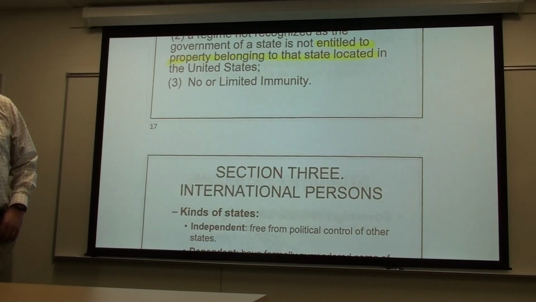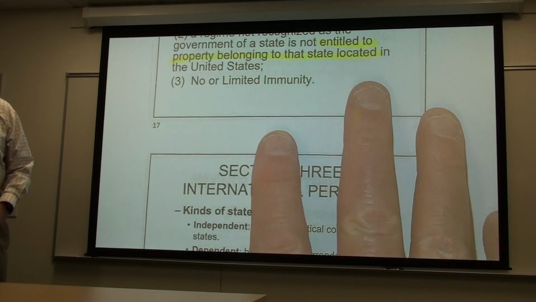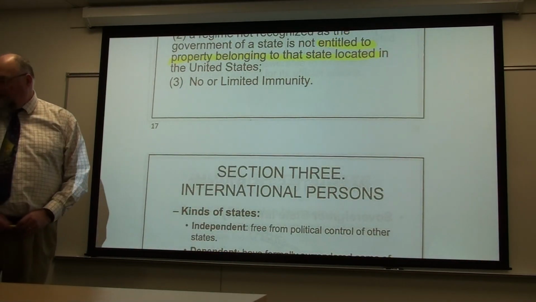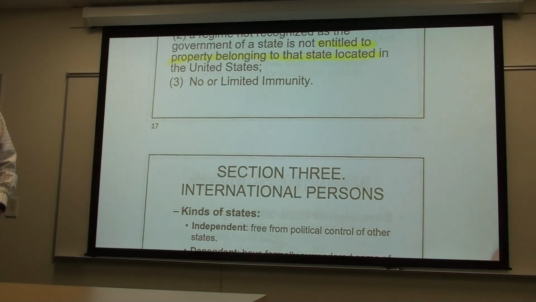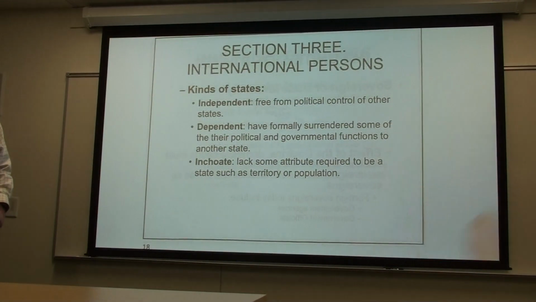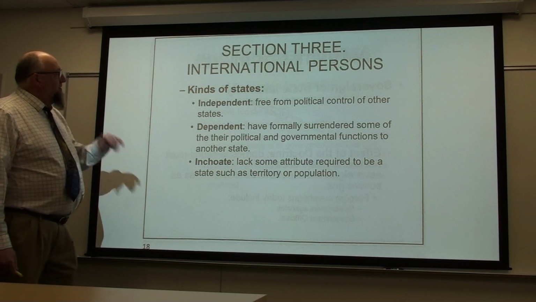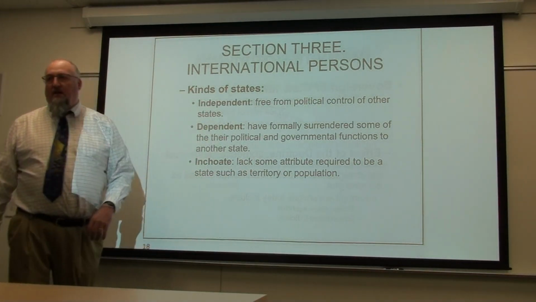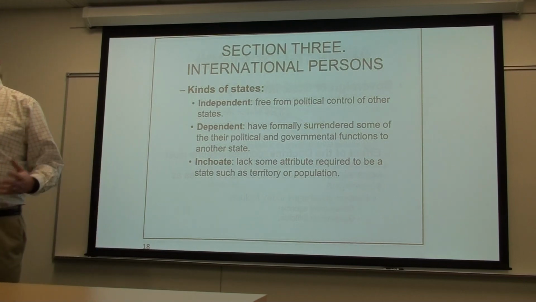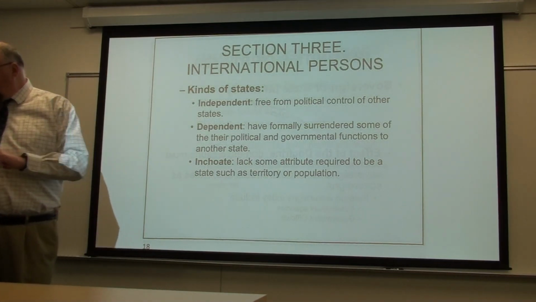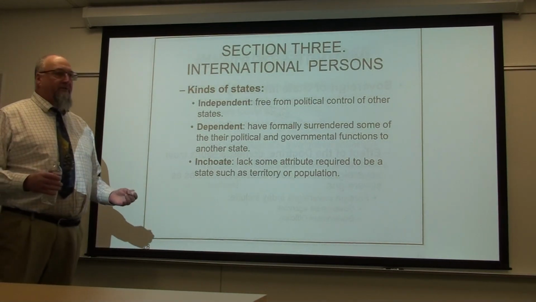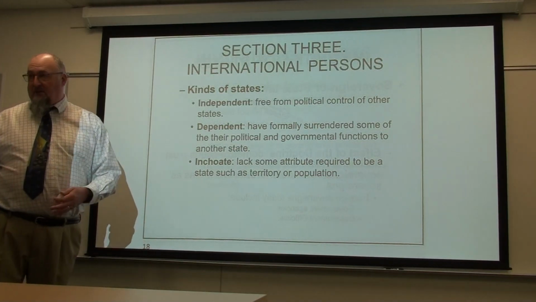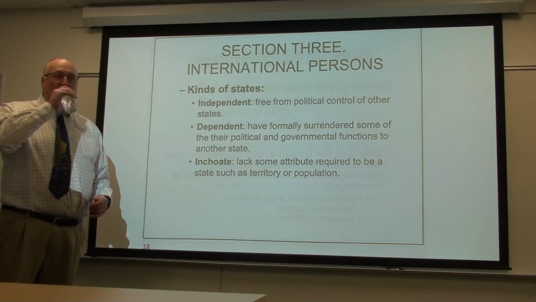This also means you have no or limited sovereign immunity, which we'll talk about in a minute. So some other types of terms here, different phrases that are used. We talk about statehood. So an independent state, which is going to be your primary sovereign, is free from political control of other states, except by consent, that is treaty.